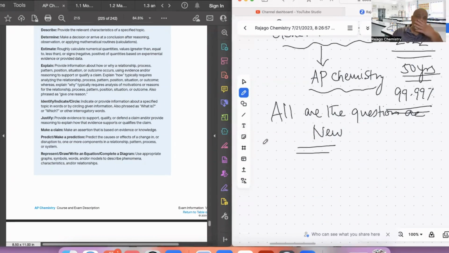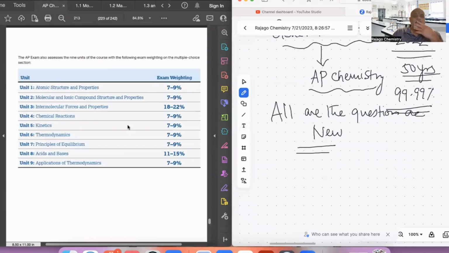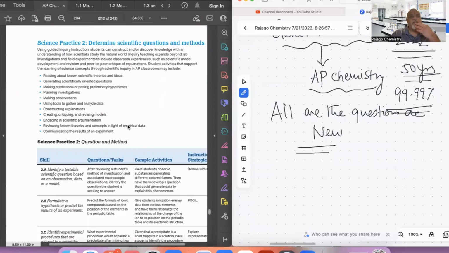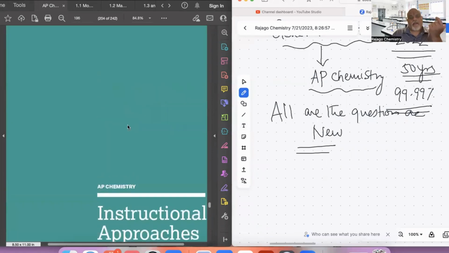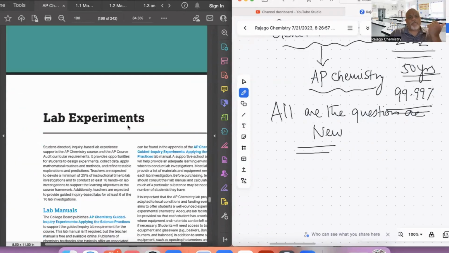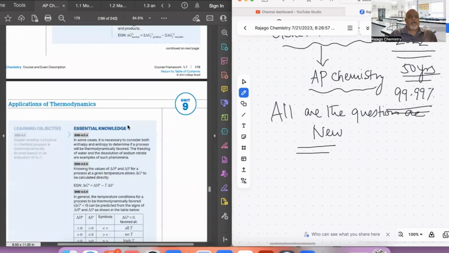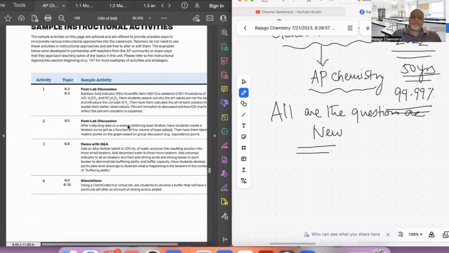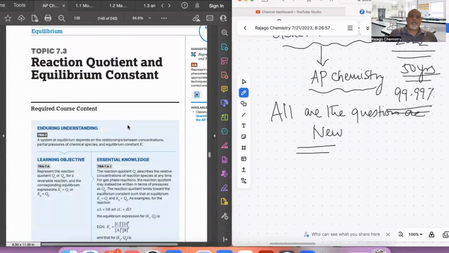What the teachers are being given is an understanding of how the questions are asked and how you are going to prepare for this. So let's look at a way to prepare. The way to prepare is to study.